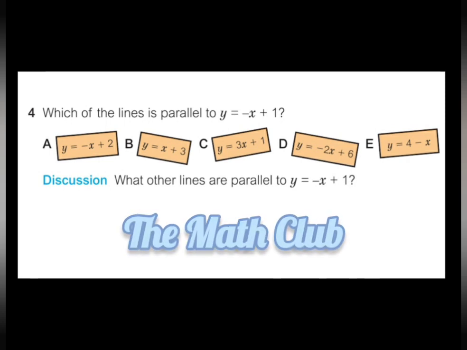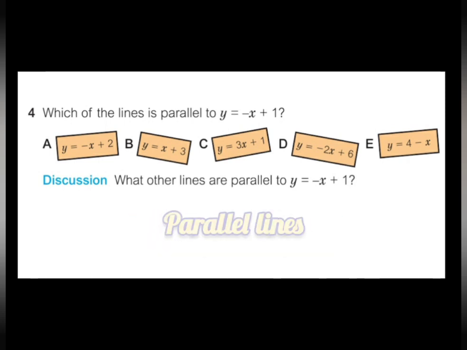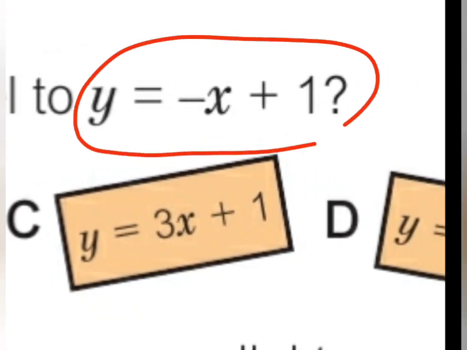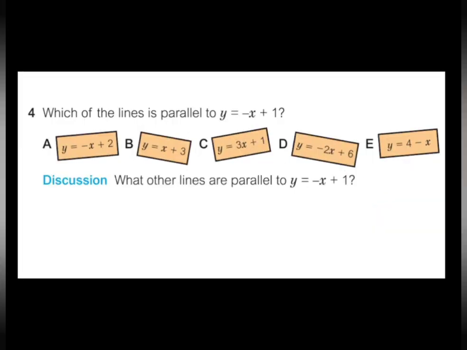In this video, we're going to talk about parallel lines. Using the equations, which of the lines is parallel to y equals negative x plus 1? So this is the equation in the question, and they want you to find which lines are parallel to this line. Now, the rule of parallel lines, as we said before, is that parallel lines have the same gradients. So if two equations have the same gradients, it means that these lines are parallel.